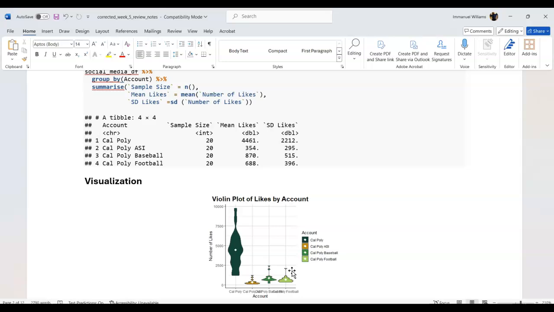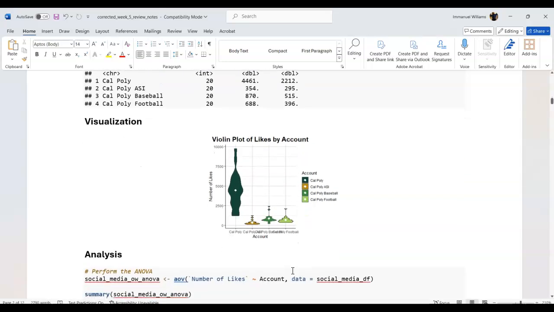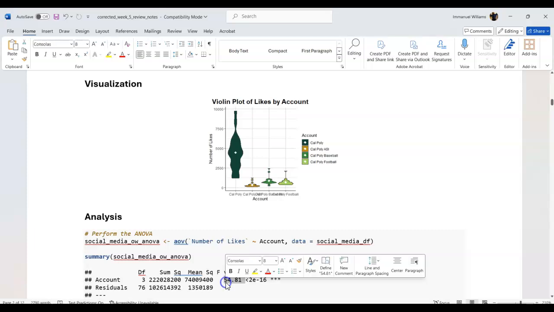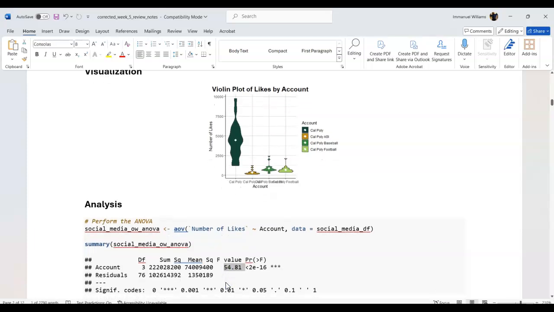All right. So with that being said, the analysis looks like this. The biggest thing to note is the corresponding p-value right here. The p-value is 2.2 times 10 to the negative 16. That's very, very small. And this is our corresponding test statistic.